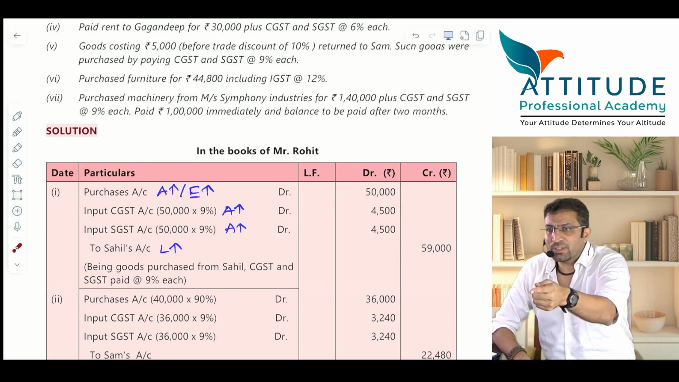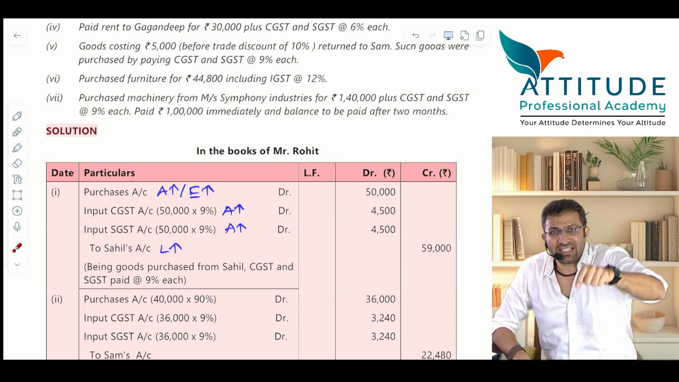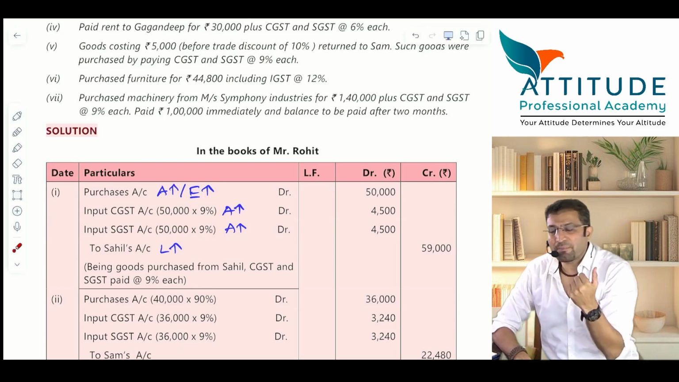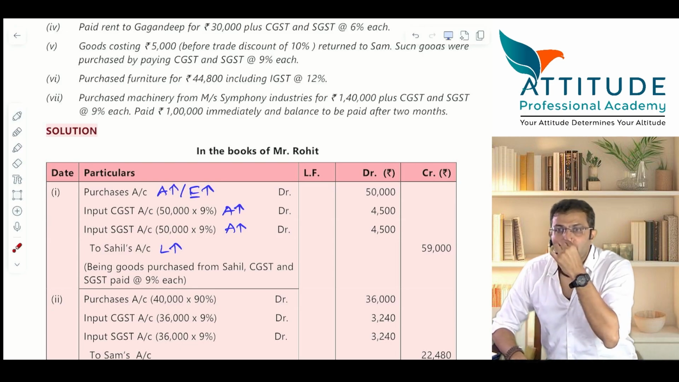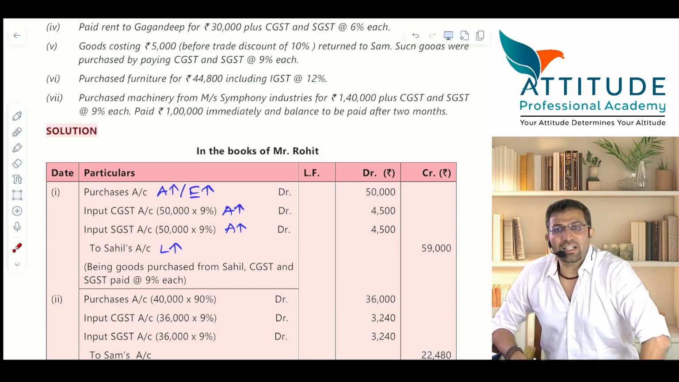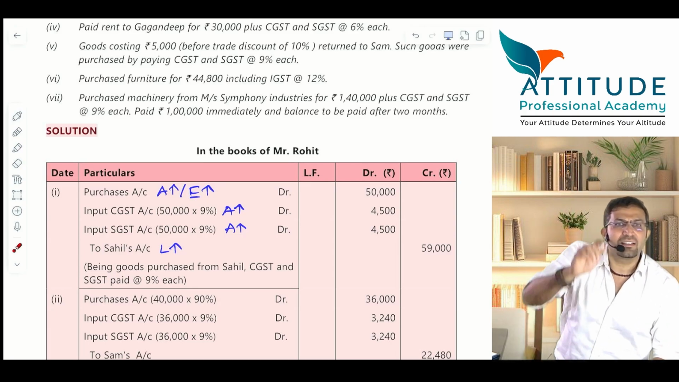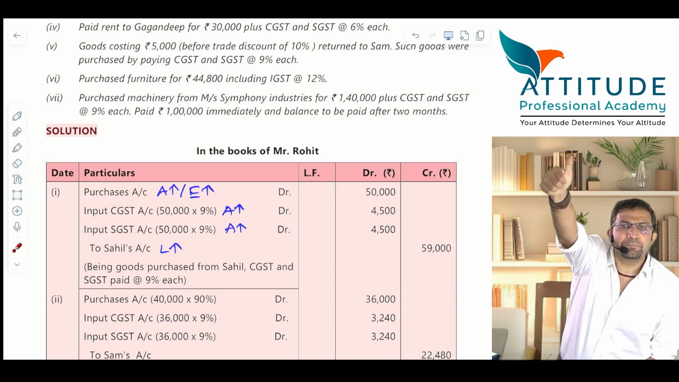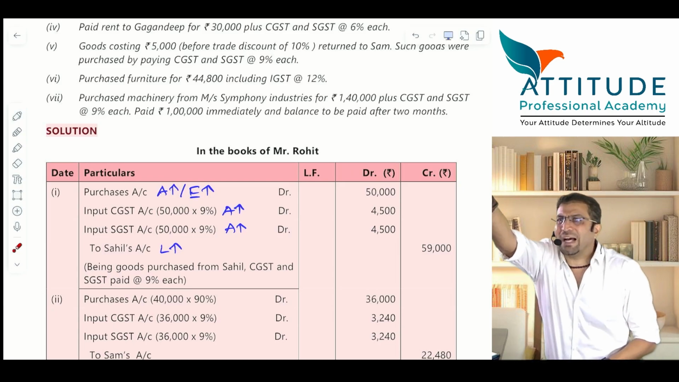Because you are purchasing, you are paying GST to someone else, and that GST from your angle it is receivable. Because once you sell, you'll get it back. How do you get it back? I've already given an example. Clear? Anybody has any difficulty? Shall we go ahead with the next one?